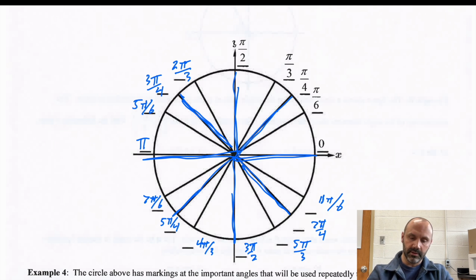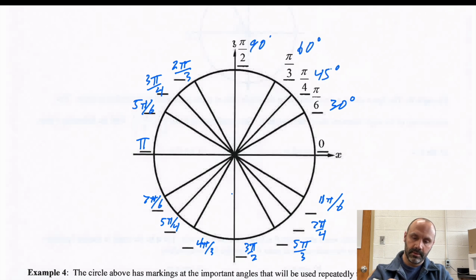All right, and so let's fill this out with our degrees. This is 30 degrees. This is 45 degrees. This is 60 degrees. 90 degrees. And then, maybe I should have done this in a different color. 90, and then again, intervals of 30 here. So this is 120 degrees, 135 degrees, 150 degrees, 180 degrees.